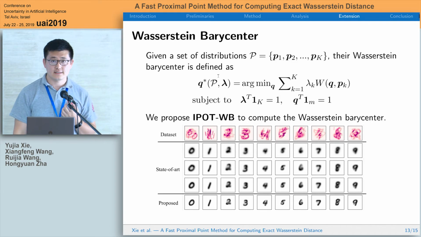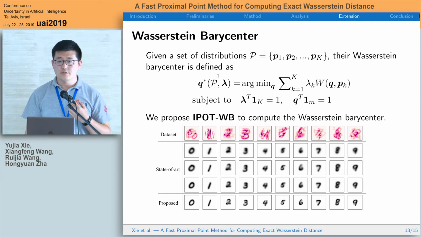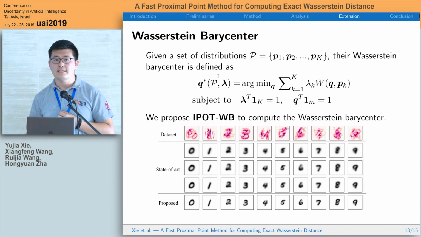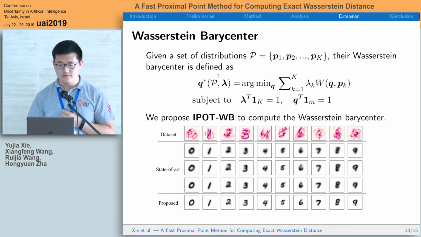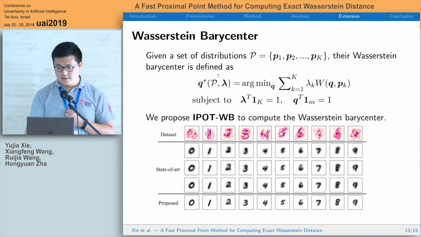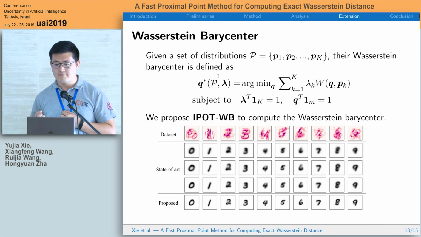Another application is the Wasserstein Barycenter. This application is also to show the efficiency of our IPOT method. Given a set of distributions, the Wasserstein Barycenter is defined like this. We need to solve for an averaged, minimized Wasserstein distance with some linear constraints. Also, we extend our IPOT method to the Wasserstein Barycenter, called IPOT WB. It's obvious that our method can guarantee a better Wasserstein Barycenter than other state-of-the-art methods.